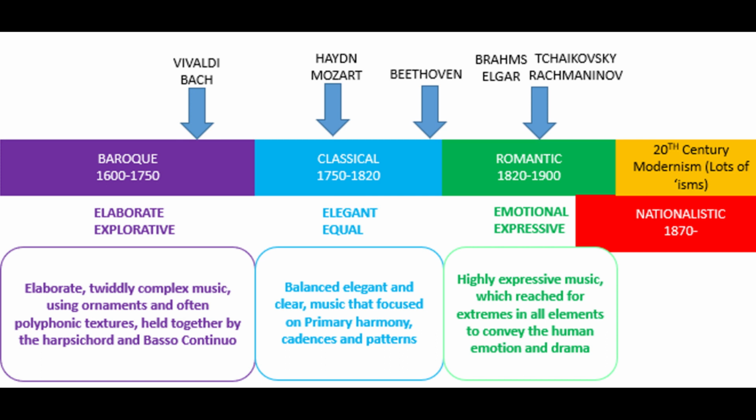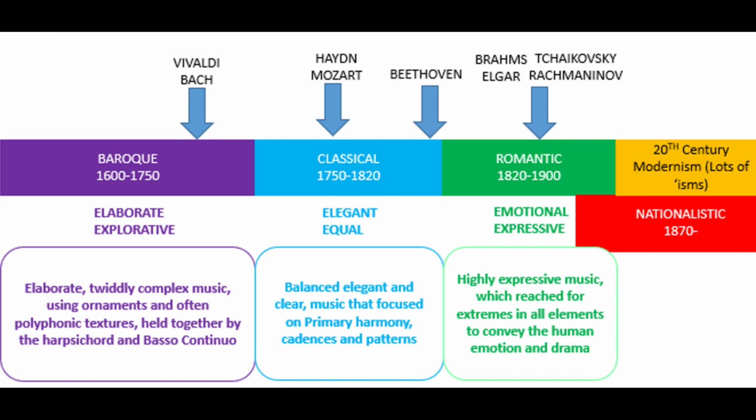So the Baroque period, as you can see, you've got the date 1600 to 1750. You've got 2 example composers, Vivaldi and Bach, but obviously there were lots of other ones. We did talk about Handel, we did talk about Corelli. You just need to pick one. You're never going to need to know more than one composer per period. So I would go for Bach because it begins with B-A.